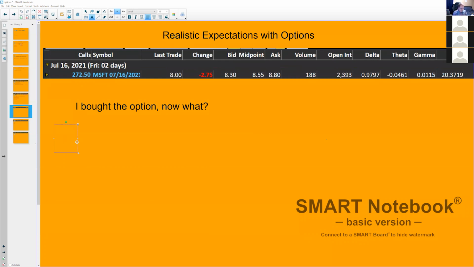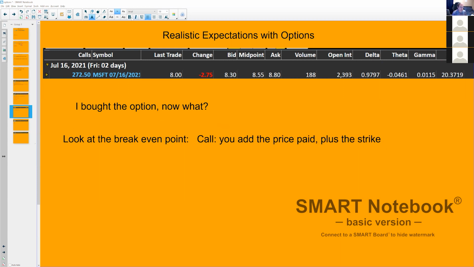A lot of people like to look at the break even point. And what that is for a call, you add the price paid plus the strike. Let me highlight those. So you add the price paid. So I paid this, and then plus the strike. Again, the strike was 272.50. So what break even means is if the call were to expire on that date, so this date would be tomorrow, it needs to hit what that break even point is for you to make 0 cents. Now you can sell beforehand, obviously, and I'll talk about that.